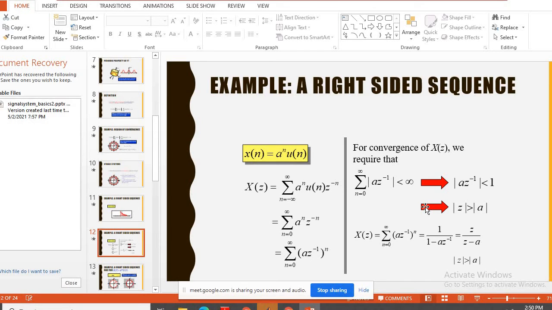Now we will use the basic definition of X of z. X of z is equal to sigma a raised to n u of n z raised to minus n, from minus infinity to infinity. Why is z raised to minus n coming? Because this is our definition, and instead of x of n we are putting a raised to n u of n. Because of u of n, two signals are multiplied. One signal is a raised to n, another signal is u of n. So multiplication will exist only when both of them are present.